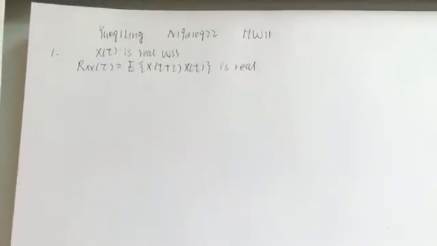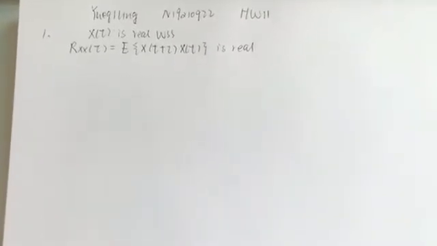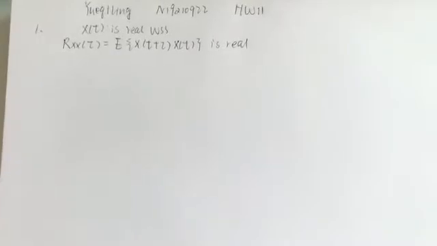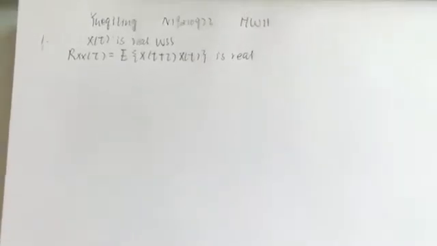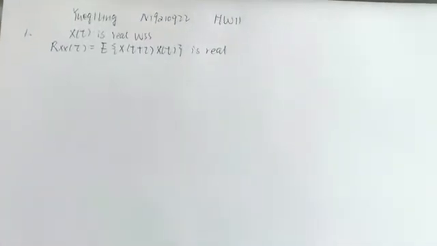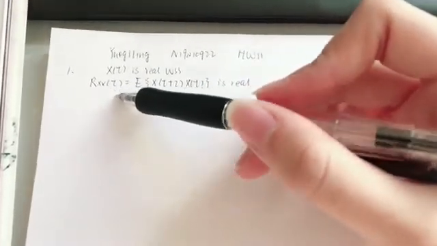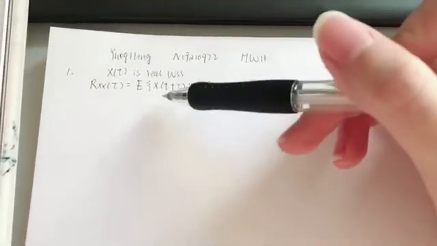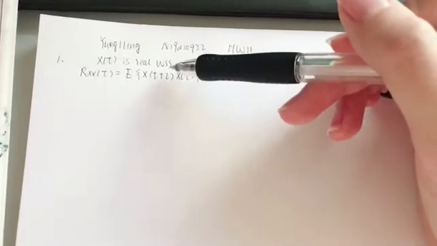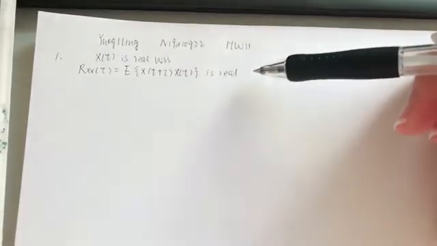From the condition of the question, x of t is real WSS. We can figure out that its autocorrelation function Rxx of tau equals the expectation of x of t plus tau multiplied by x of t. This is also real.